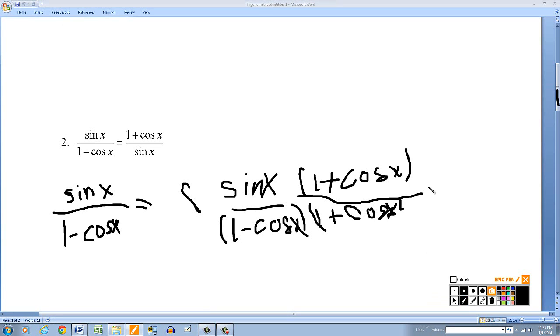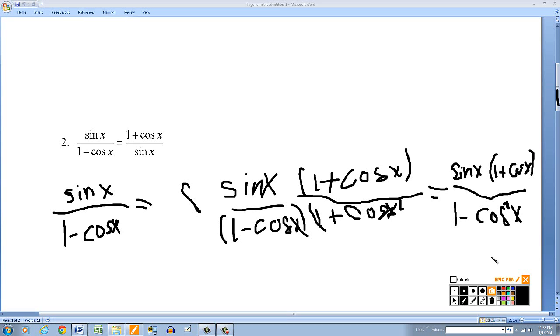Okay, so the top is going to stay the way it is. So this is going to be sine of x, and this will be 1 plus cosine of x. Okay, that's what I have. Now the bottom, it's 1 minus cosine of x times 1 plus cosine of x. Okay, if I multiply that out, just the sum and difference are the same two terms. So this is going to give me 1 minus cosine squared of x.